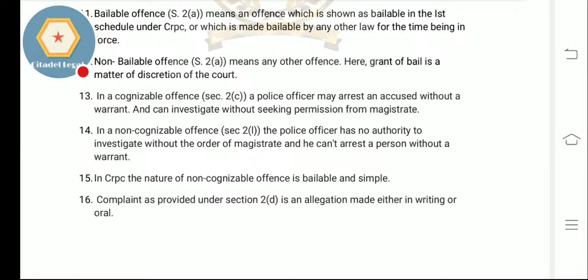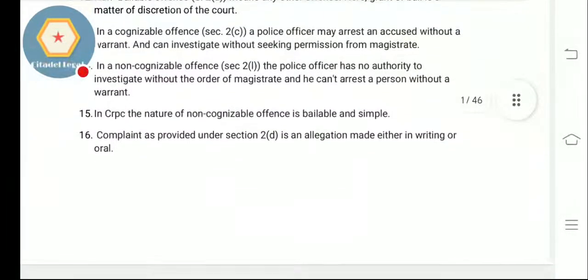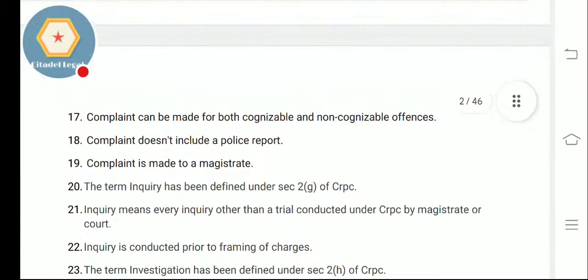Okay. Now 16, a complaint as provided under section 2(d) is an allegation made in writing or oral. So a complaint may be in writing or maybe in oral form. Okay. Now coming to 17, a complaint can be made for both cognizable and non-cognizable offences. 18, a complaint does not include a police report. You just have to remember these things.